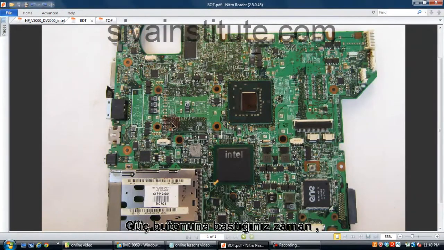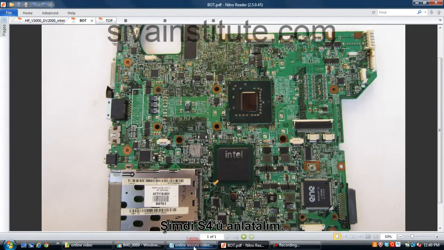When you press the power button, this 3 volts goes to 0 volts. After this IC releases the S5 command, that voltage comes to here, the oscillator IC. After this releases 3.3 volts, that voltage comes to the ICH suspend 3.3 volts. This is the S5 command.